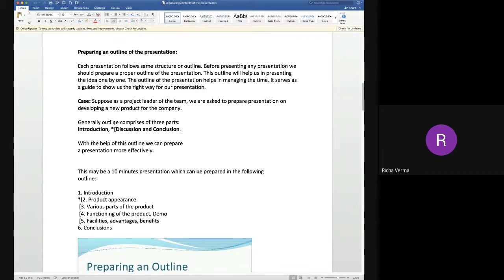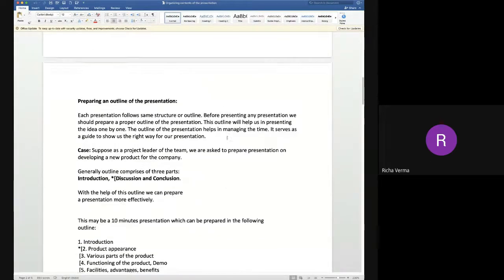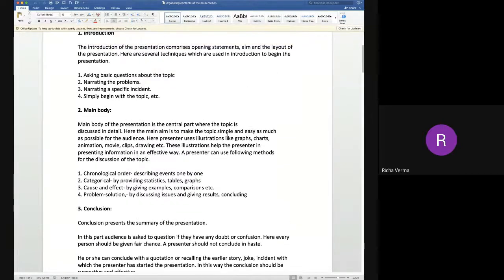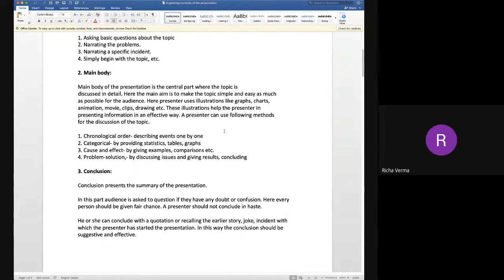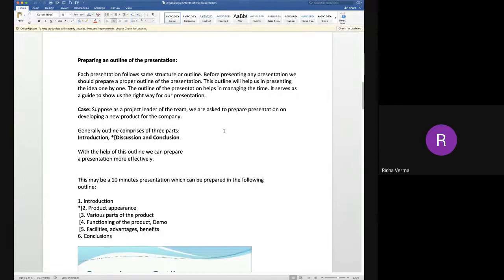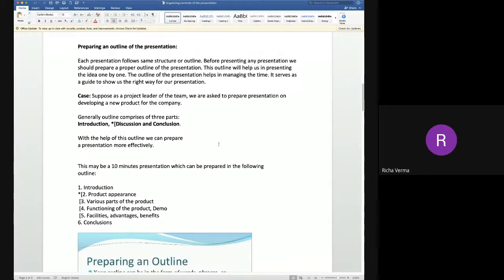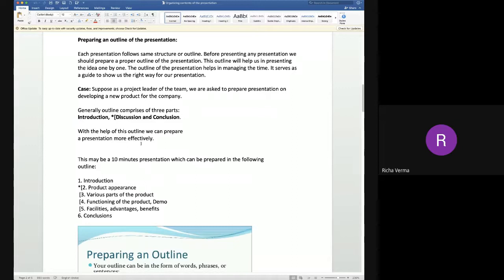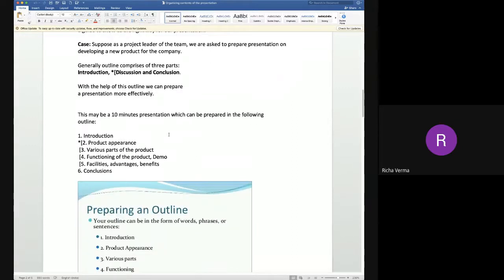Generally an outline comprises 3 parts. We have seen introduction, discussion and conclusion, which is what we saw in the previous slides. The main body includes discussion, explanation and the supported documents. So this is how a general outline of 3 parts can be related. You first give the introduction, then the explanation, and then the conclusion. With the help of this outline, we can prepare a presentation of 10 minutes.